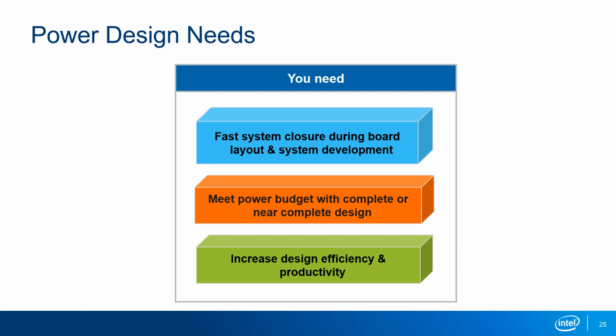To meet these challenges, three things are needed. First, you need to close on the design of the system power supplies and the cooling solution as early as possible in the design cycle. This will help speed the overall system closure. Next, you'll need to make sure that the design meets the power budget set for each power supply later in the design flow when the design is near or reaches completion. And then finally, you need to be able to increase the design efficiency and the productivity to shorten the design cycle as much as possible. So what tools can you use to meet all of these needs?